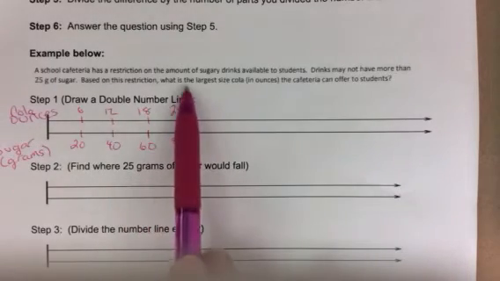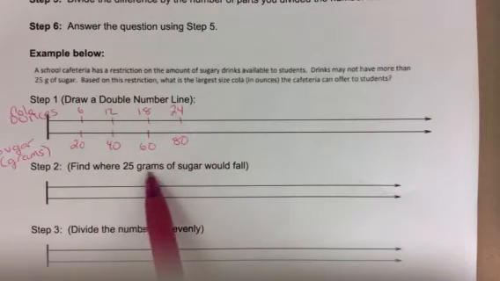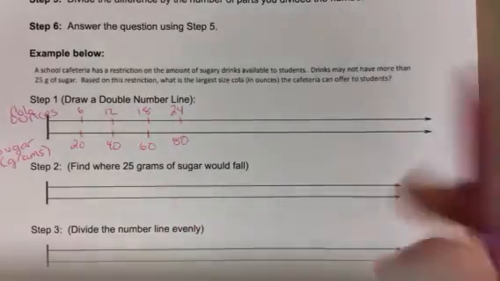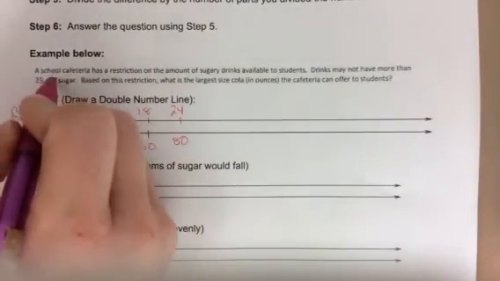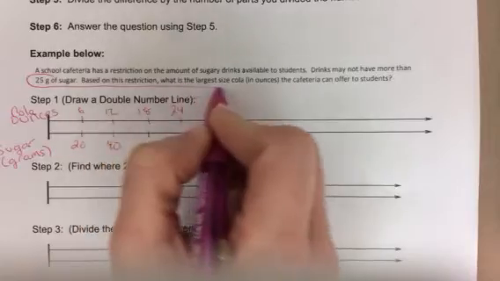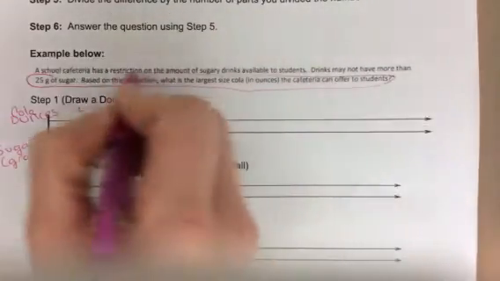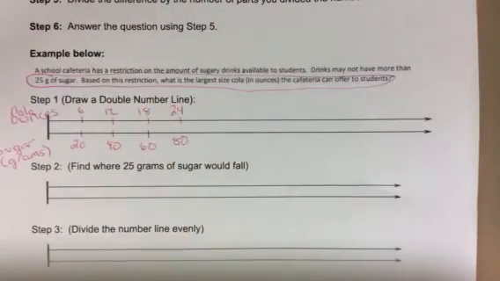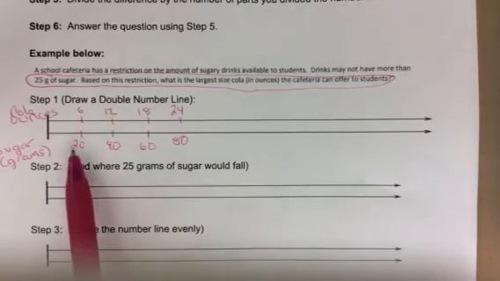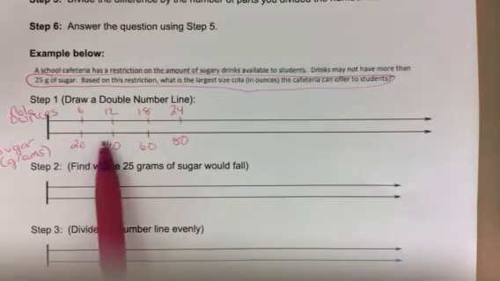Now, look at what the question is referring to in the problem. Find where 25 grams of sugar would fall, because they're asking for how many fluid ounces there would be at 25 grams of sugar. So I have to ask myself, where would 25 grams of sugar fall on this number line?